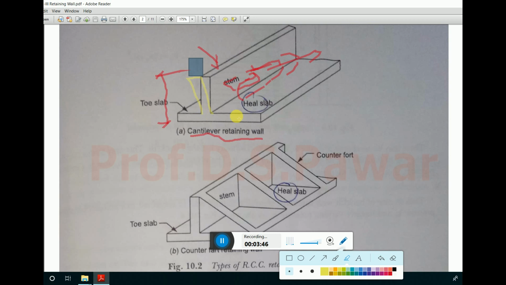The failure action of this stem, the movement that occurs in the stem, is cantilever movement, and that's why this retaining wall is called a cantilever retaining wall, because the behavior of the stem is going to act as a cantilever.